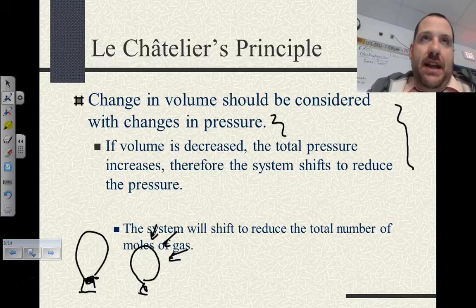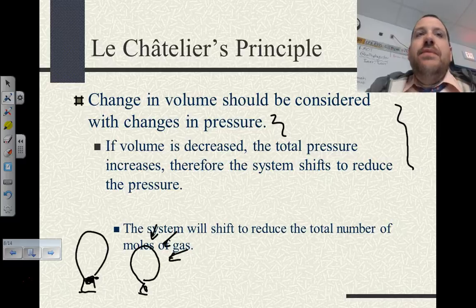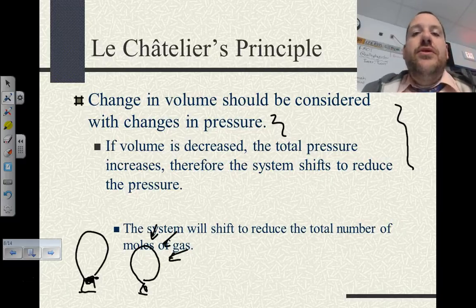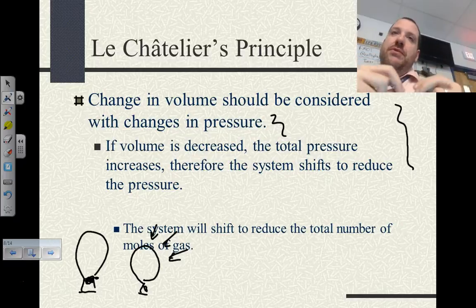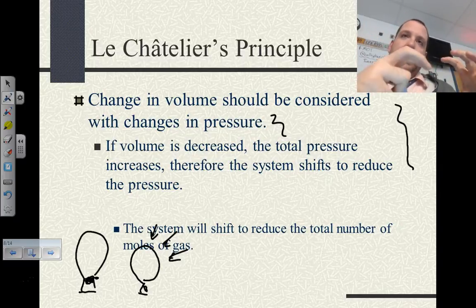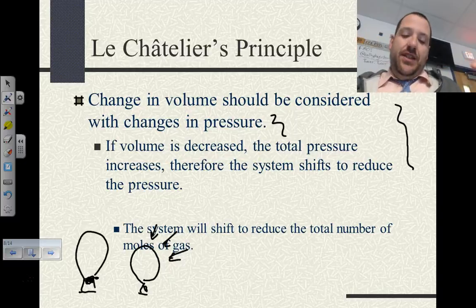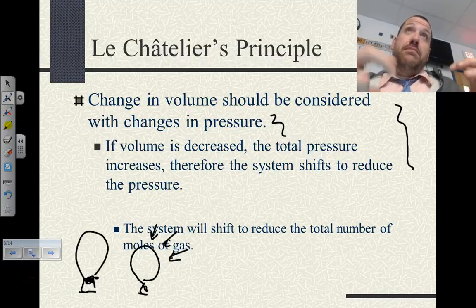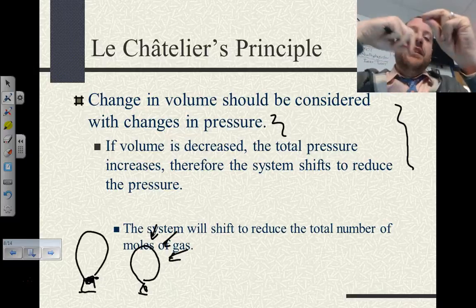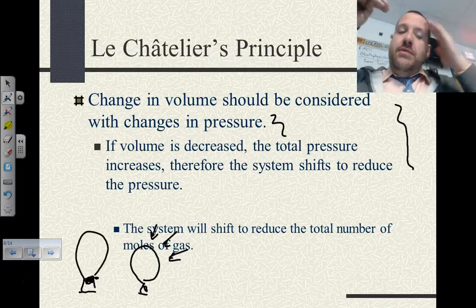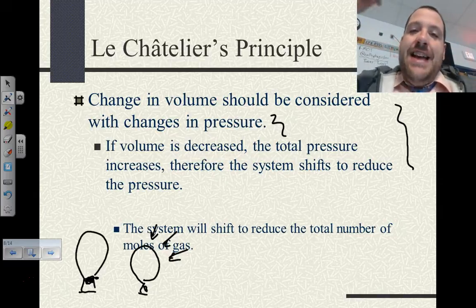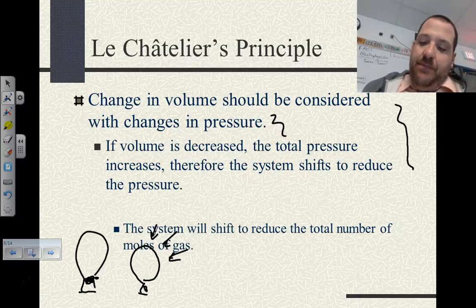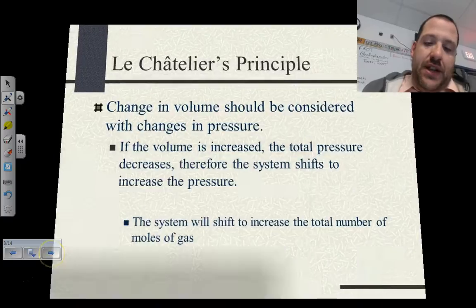Because it's taking up less space, you want to shift to the side that has fewer moles of gas so that those moles of gas will take up less space. When you make it smaller, you're changing the concentration and the pressure, so you need to go back to the equilibrium pressure that was there. The only way to do that is by having the reaction shift toward the side that has fewer moles of gas. And then, of course, the opposite is true.